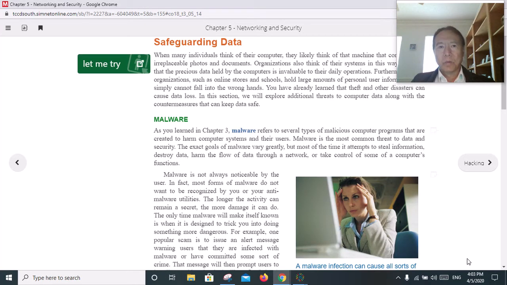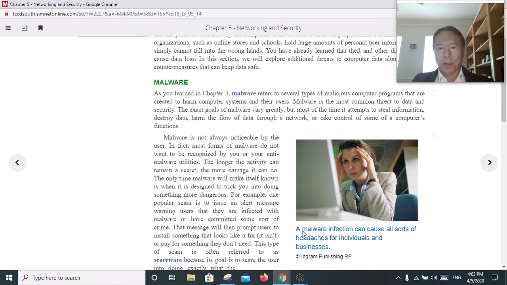Hello, we're going to talk about how to protect your data here. There are different types of hacker attacks. See the picture here, a malware. So what is a malware infection? It can cause all sorts of headaches, of course. Let's take a look here.